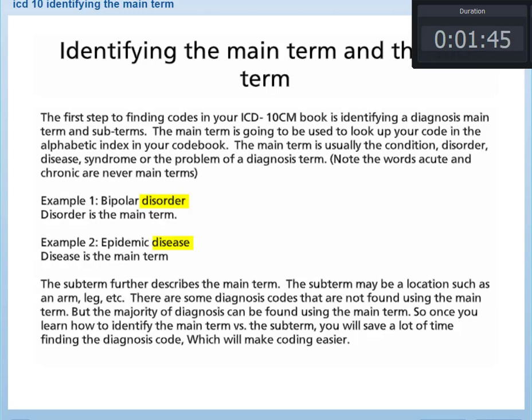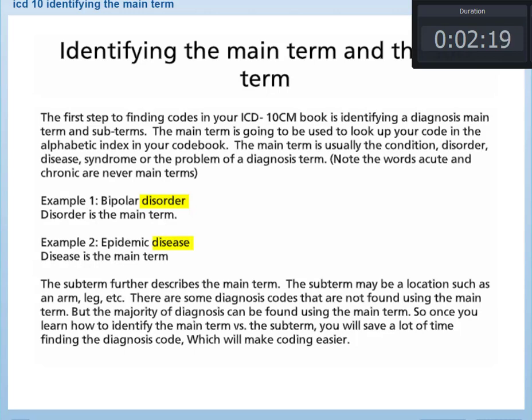For epidemic disease, your main term is disease. Also, when identifying the main term, you will never look up a diagnosis based off of the anatomic site, like the leg, the arm, the elbow. You always look up what's wrong with it, the condition of it. Is there a problem with it? If, for example, a patient comes in with a fracture of the arm, fracture is what's wrong with the arm. So your main term would be fracture and your subterm would be arm.